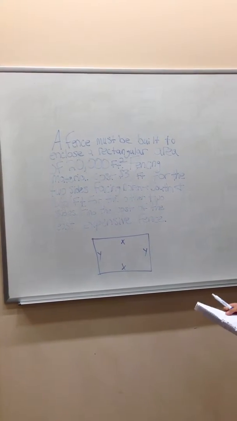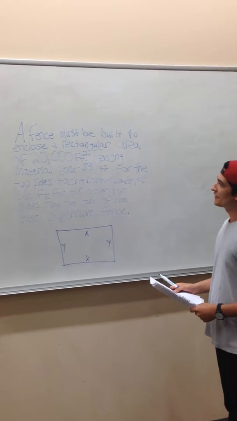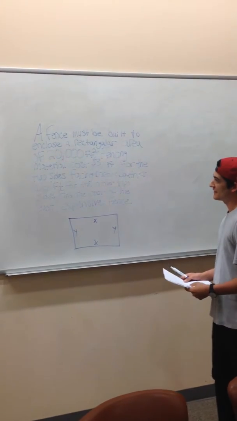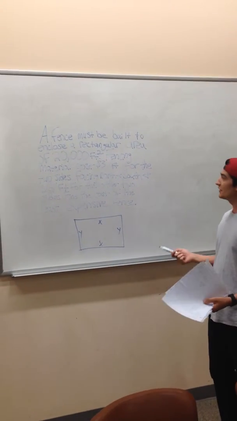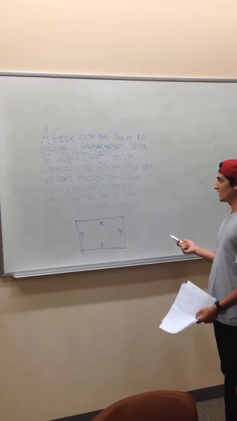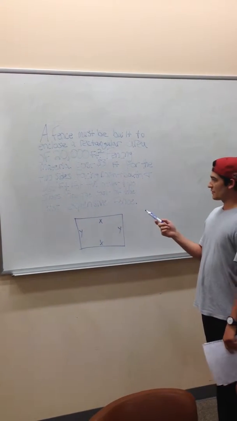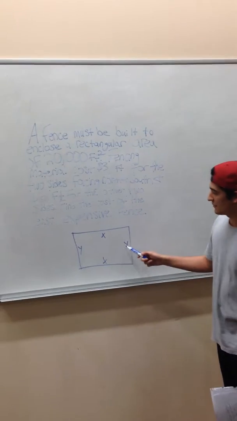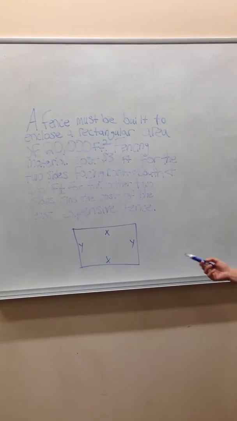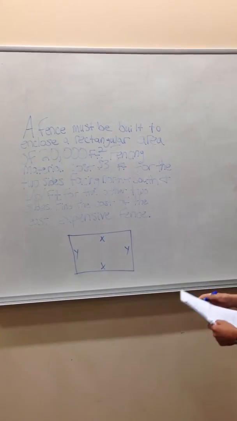A fence must be built to enclose a rectangular area of 20,000 feet squared. Fencing material costs $3 per foot for two sides facing north and south, which is our X, and $6 per foot for the other two sides, which is our Y. Find the cost of the least expensive fence.